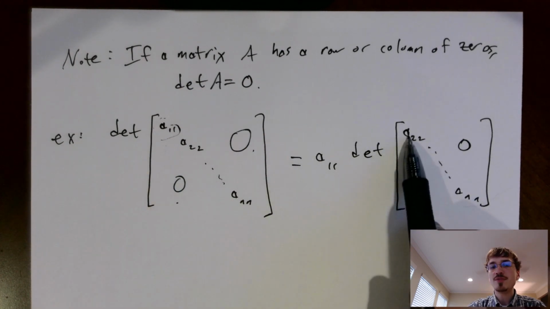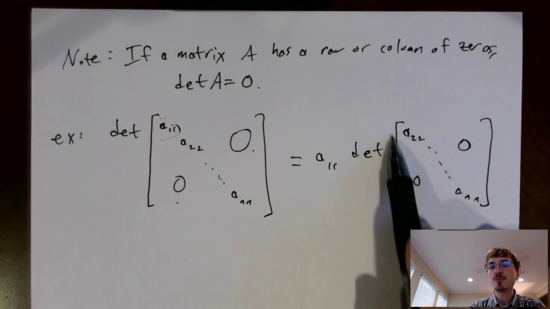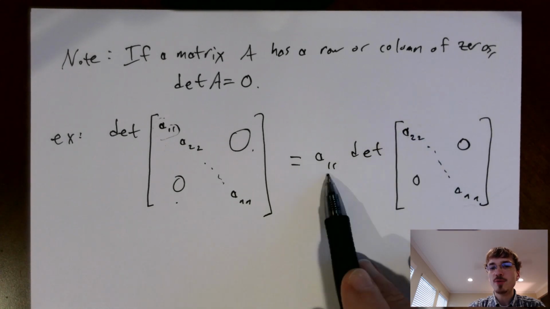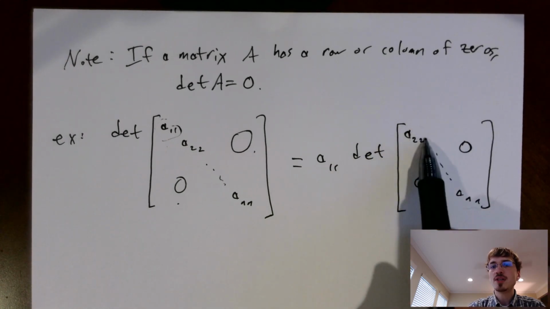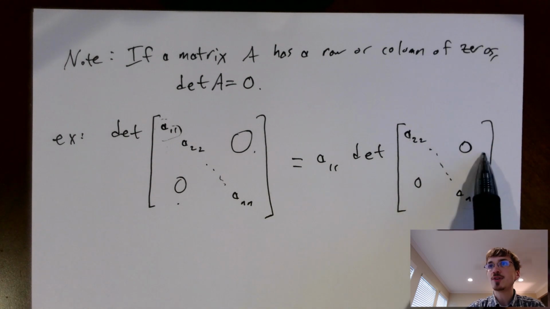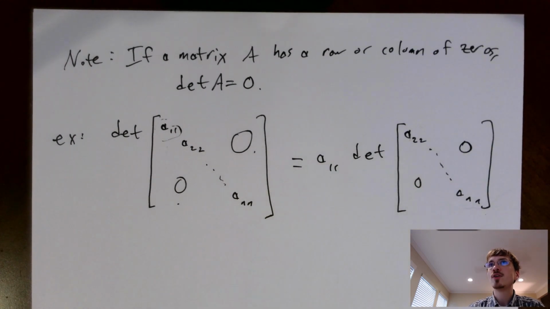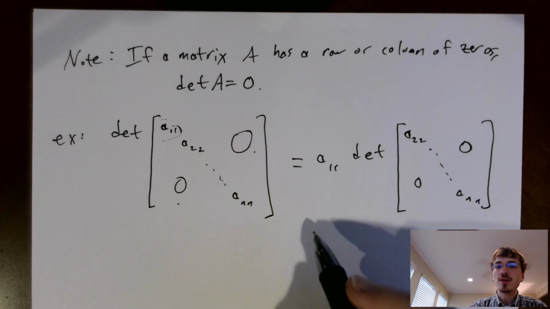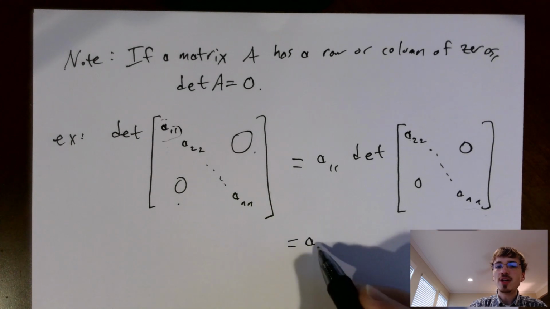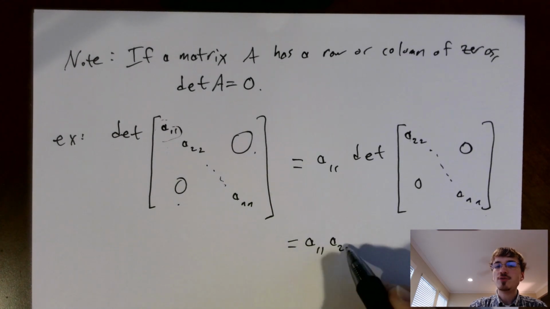Well, doing the same thing, what's going to happen whenever we compute the determinant here? You'll have A11 times A22 times the next diagonal matrix, and on you nest. What's going to happen in the last step? We'll have A11 times A22.